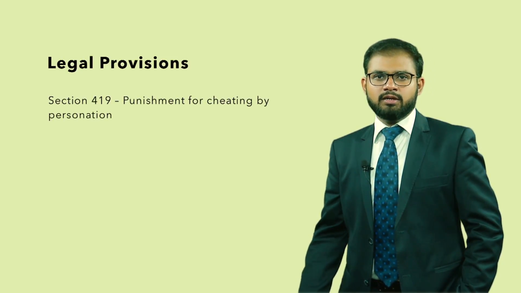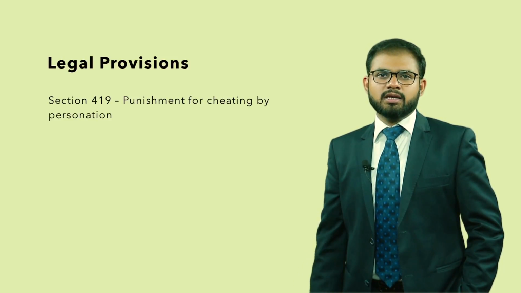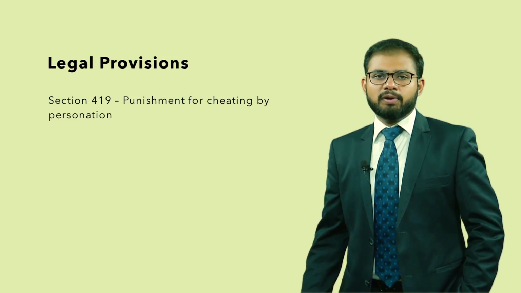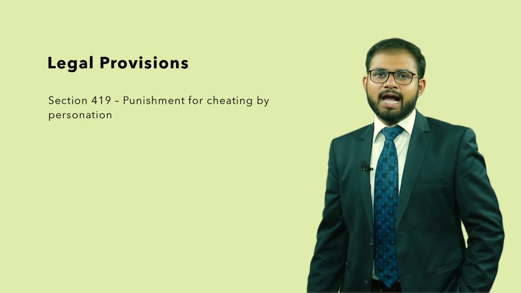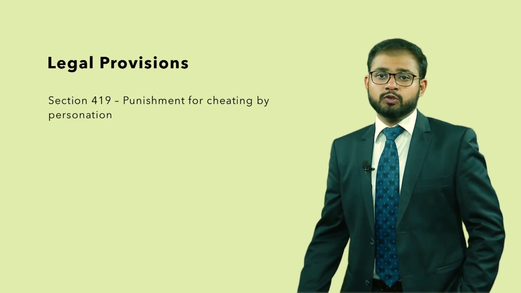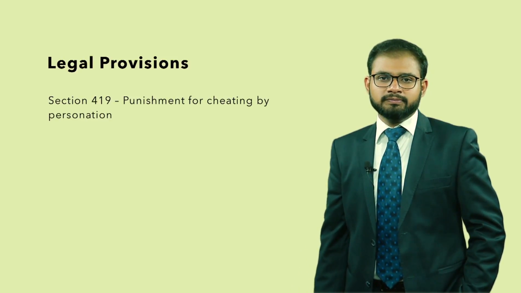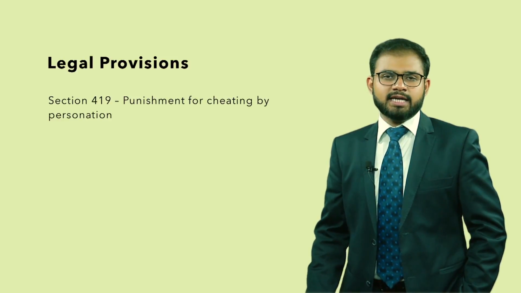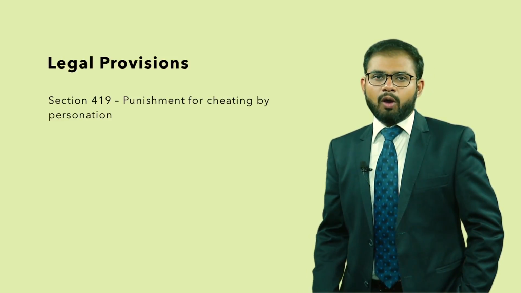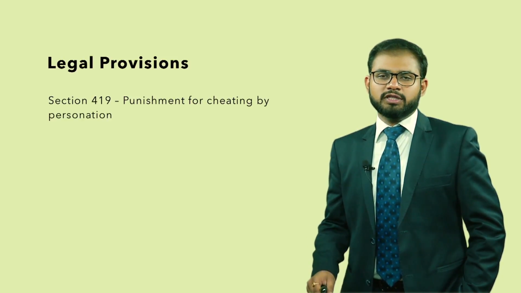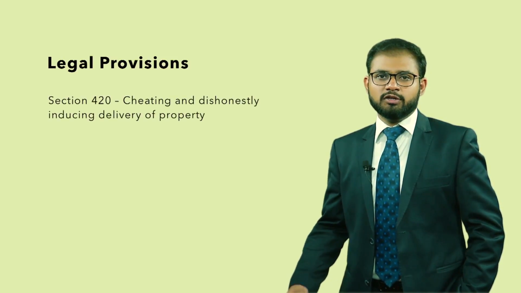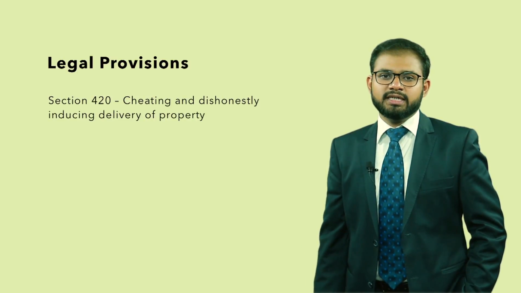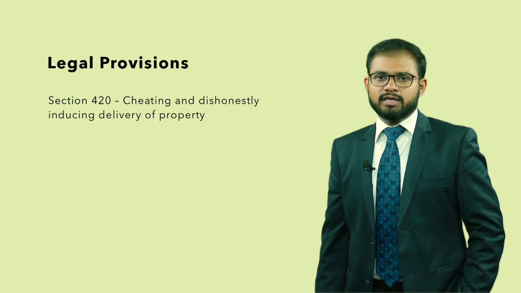Section 419 of the Indian Penal Code punishes a person for cheating by personation, and the section reads as, "Whoever cheats by personation shall be punished with imprisonment of either description for a term which may extend to 3 years or with fine or both." The above section criminalizes any type of impersonation which is done or copying the identity of another for the purposes of cheating people. Section 420 of the Indian Penal Code throws light on cheating and dishonestly inducing delivery of property.